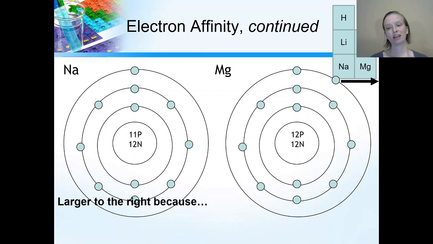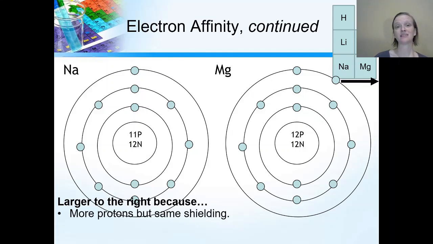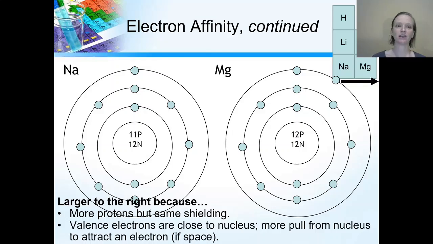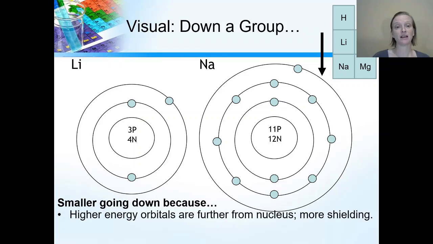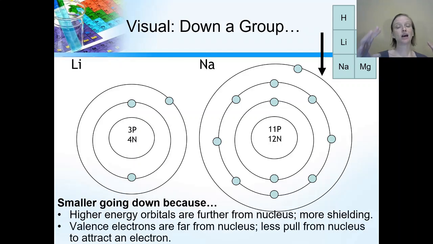Why does electron affinity increase to the right? Because there's more protons but the same shielding. So valence electrons are close to the nucleus. When the radius is small, the valence electrons are close to the nucleus, so there's more pull from the nucleus for attracting additional electrons, so long as there's space for an additional electron. Electron affinity is smaller going down a group because these higher energy orbitals are further from the nucleus. There's more shielding, so there's less attractive pull from the nucleus, less ability to attract a whole new electron.